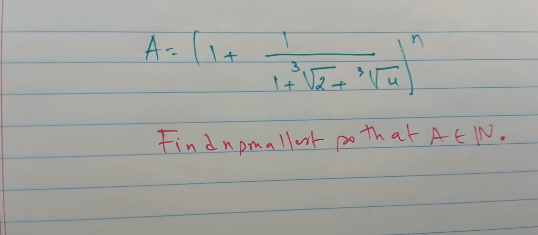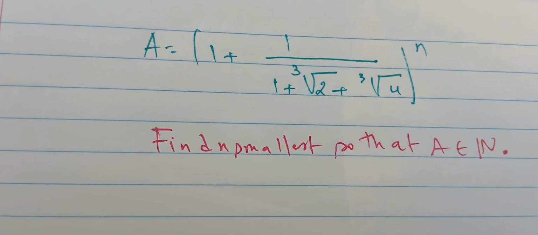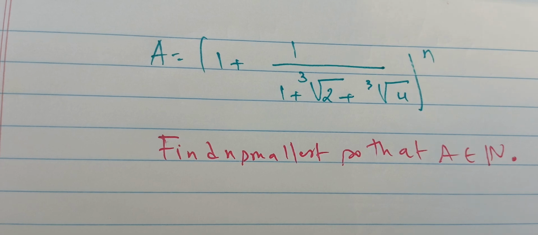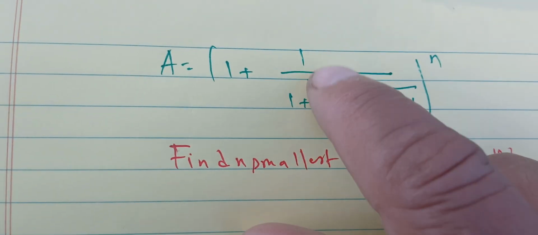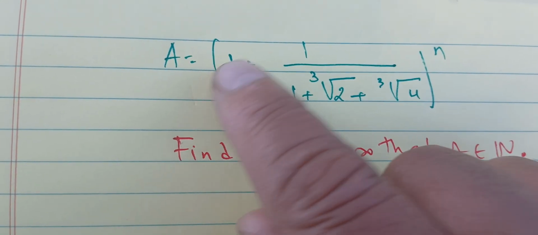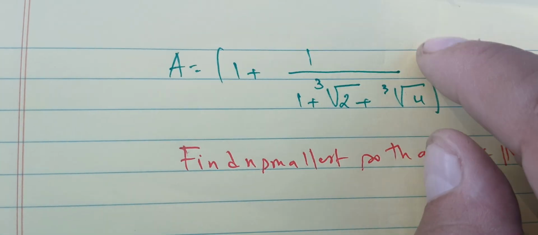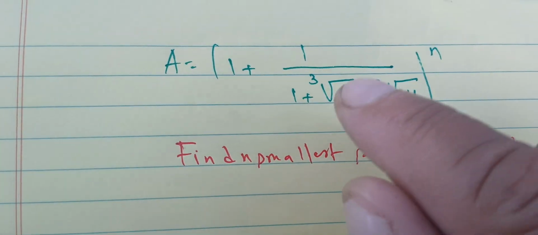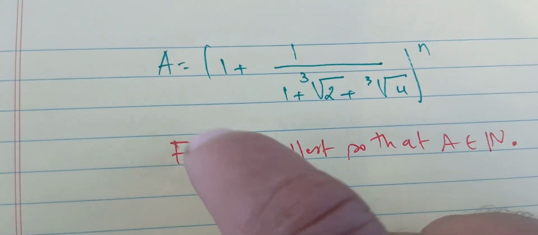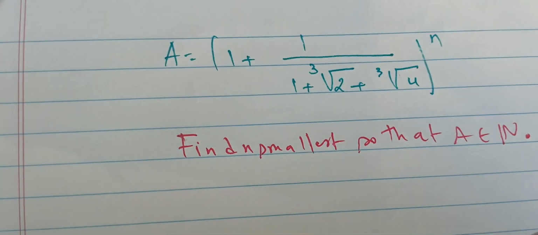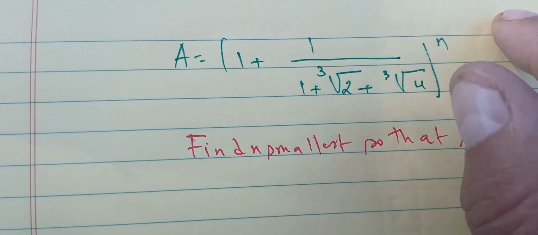Welcome back. In this problem, we're going to solve this question concerning the smallest n such that this real number a, which is (1 + 1/(1 + cube root of 2 + cube root of 4)) all to the power n, is in ℕ. We want to find the smallest such n.